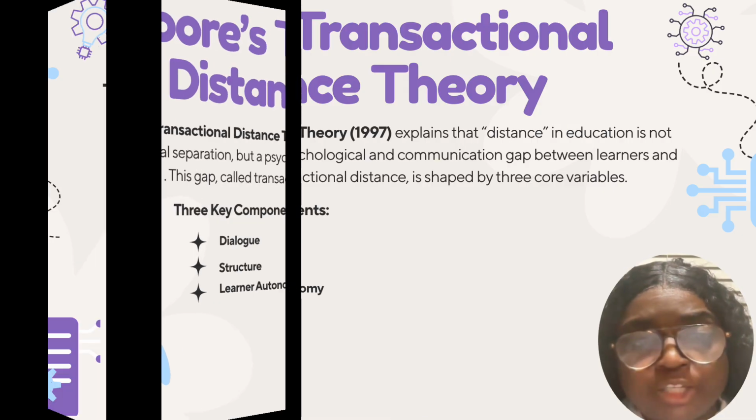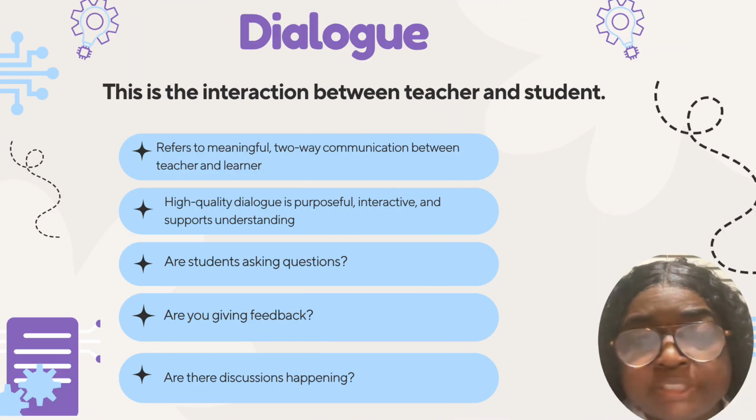The first is dialogue. This is the interaction between the teacher and the student. It refers to meaningful, two-way communication between the teacher and the learner. High-quality dialogue is purposeful, interactive, and supports understanding. Are the students asking questions? Are you giving feedback? Are there discussions happening? The more dialogue you have, the less distance exists.